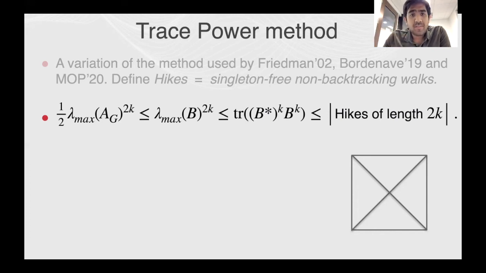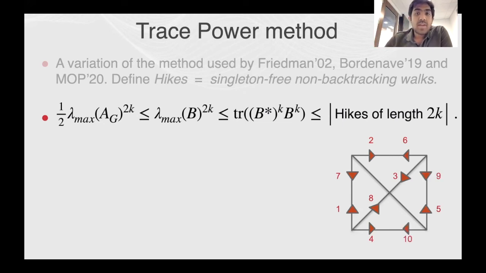So for example, on this graph, you start from this vertex and then you have the following sequence of steps. And you can verify that this is indeed a closed walk where each edge is either traversed twice or there's this edge which is never traversed. So it's a singleton-free, non-backtracking walk. And the goal is to count all such walks on a certain base graph.